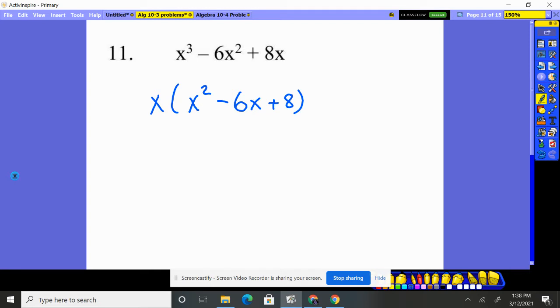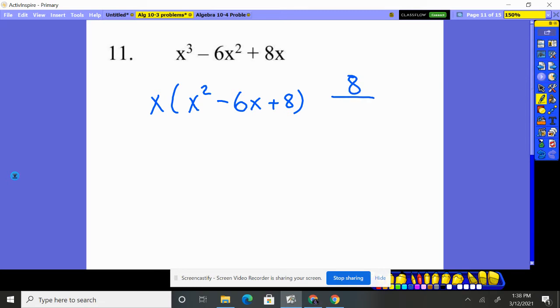If I distribute the x through, each one of these will be 1x less, since we factored an x out because they all had an x in common. So now I'm simply going to factor the x squared minus 6x plus 8. We're going to break that trinomial down into a product of two binomials.